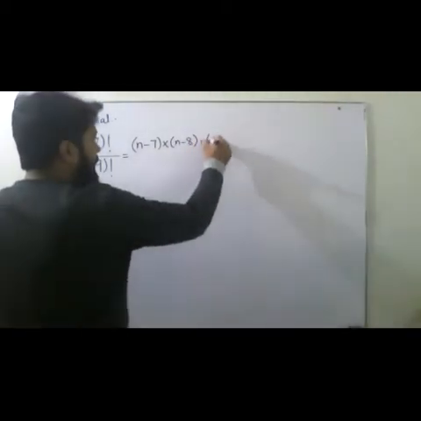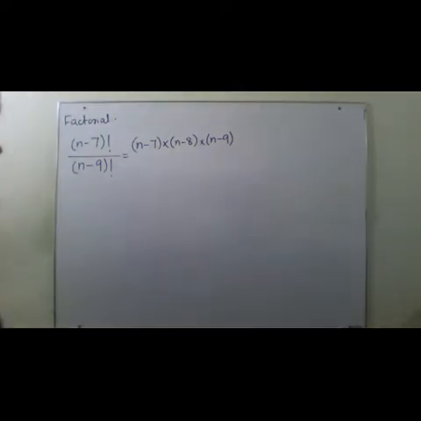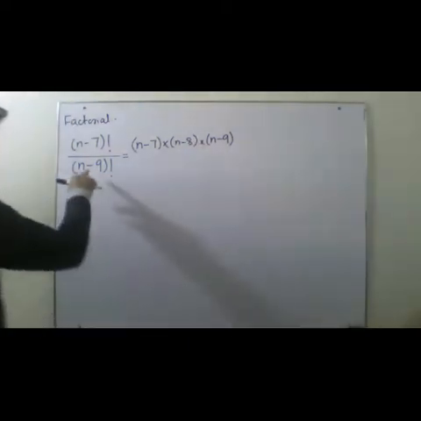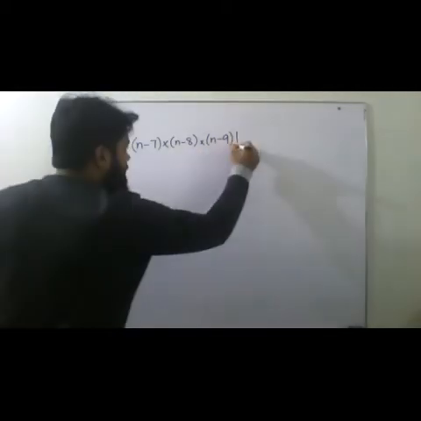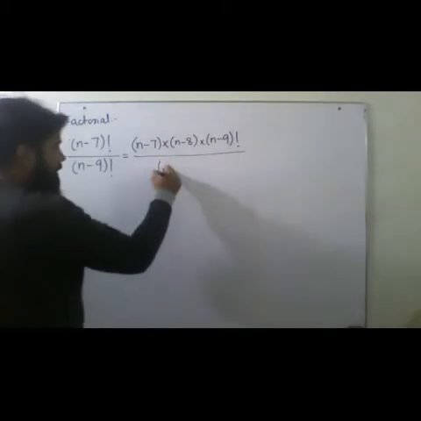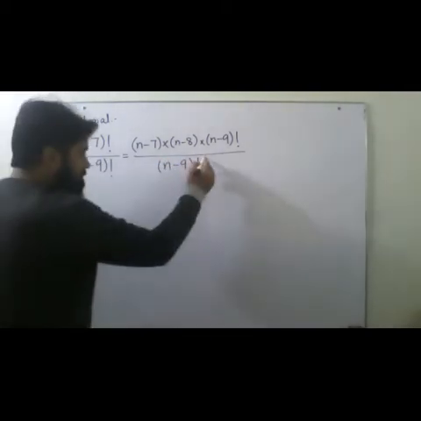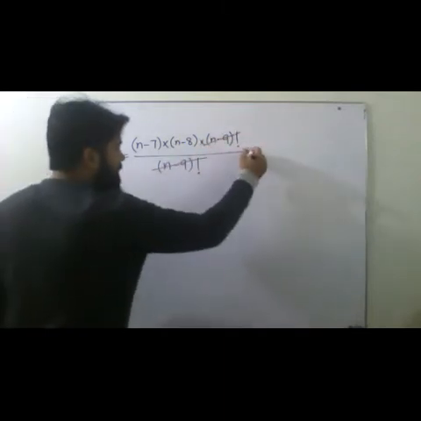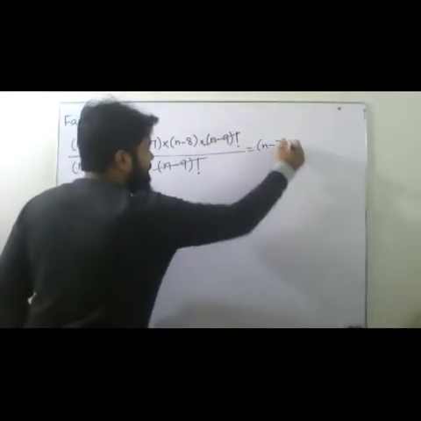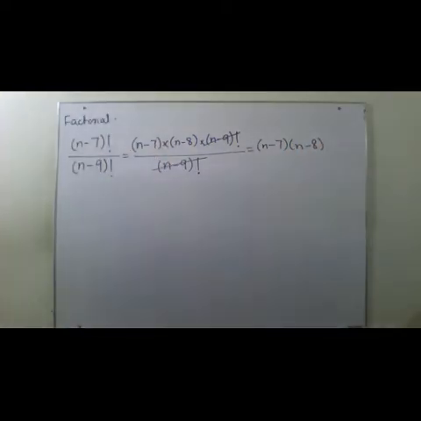After that, n minus 9. Now I can see this is n minus 9, and this is n minus 9. I will stop over here. I will not move ahead, and this will remain n minus 9 factorial. After cancelling, n minus 7, n minus 8 is going to be the simplified form.